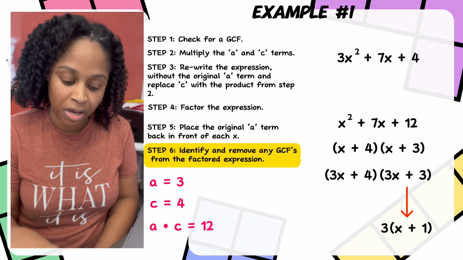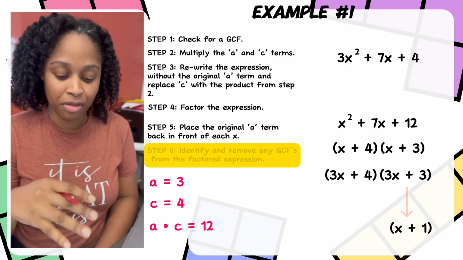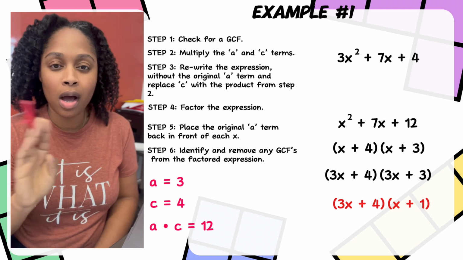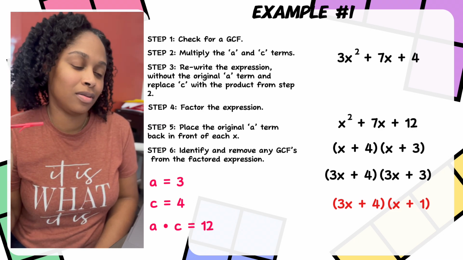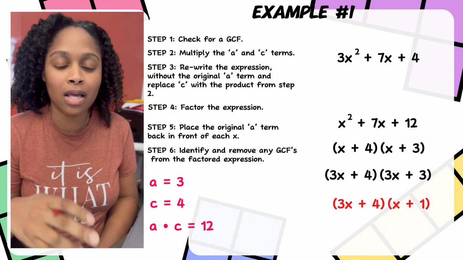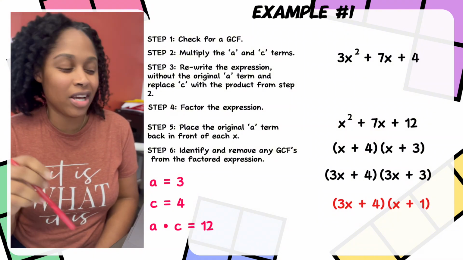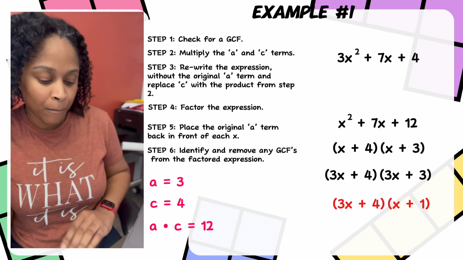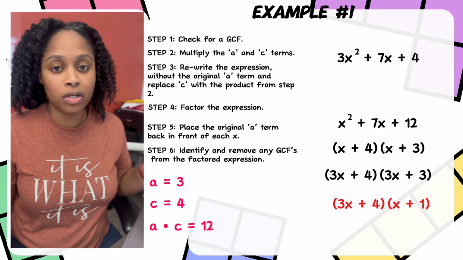I get rid of the 3, and then my final answer is going to be 3x plus 4, x plus 1. Okay, so again, I know a lot of steps. Y'all may not like this right now, but the alternative is just guessing and checking until you get it right. And that, my friend, is even worse than what we're doing right now. Okay, let's move on to the next question.